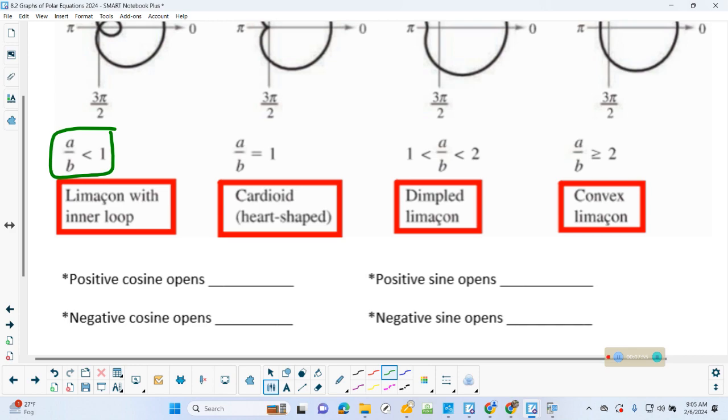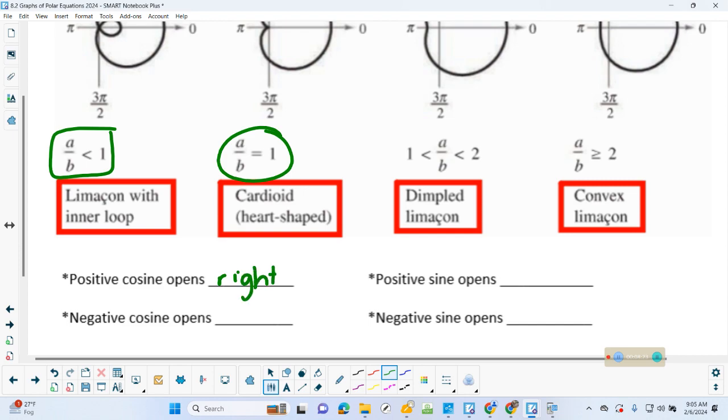So A and B, of course, are in our equation. If you divide it out and it's smaller than 1, you're going to have an inner loop. If you divide it out and it equals 1, and you'll see why when we get into drawing them, you're going to have the cardioid that looks like a heart shape. Now, just to be crystal clear too, we talked about the plus or minus, bless you, affects the direction. So I know cos is horizontal, positive, of course, right.